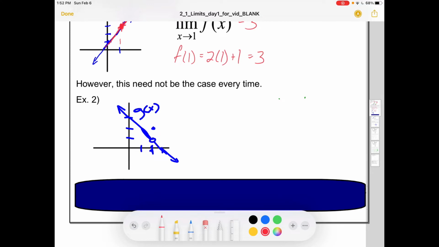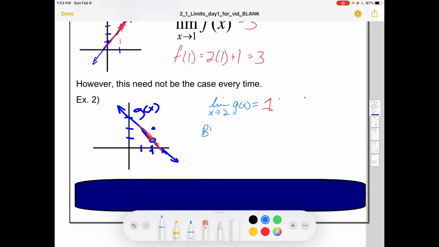And we can write an equation for g of x if we want. But we can agree, even without the equation, that it is a function. It passes the vertical line test. So the limit as x goes to 2 on this. Well, let's go towards 2, a little bit from the left and a little bit from the right. What y value are we closing in on? We're closing in on a y value of 1.